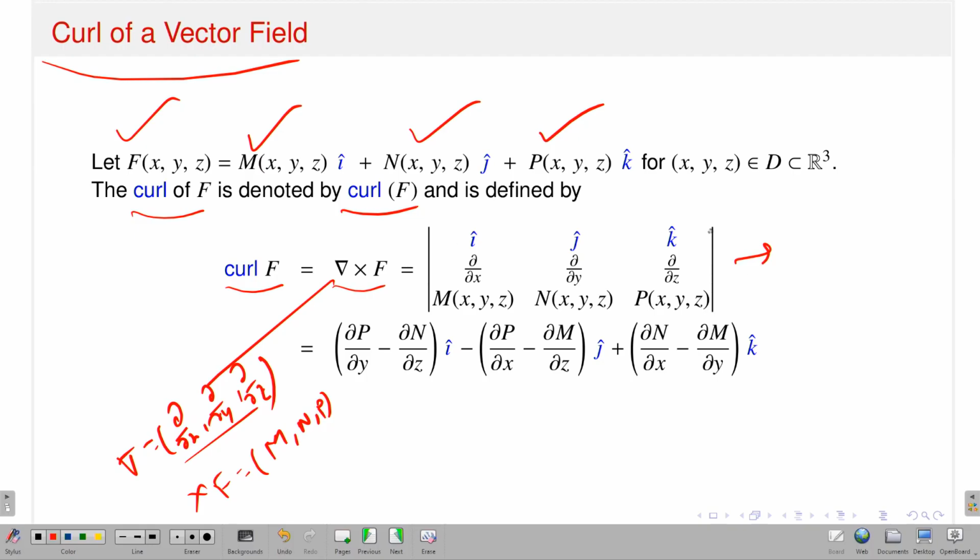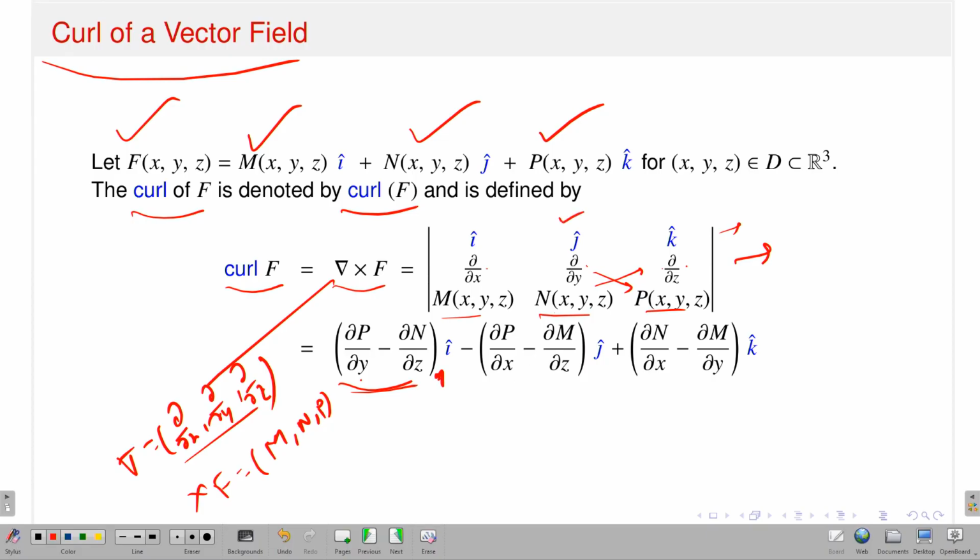So, the first row is i, j, k, the second one is del x, del y, del z, that is the second row. And what about the third one? Third one is capital M, capital N, and capital P. And you just take the cross product. That means, this will give a vector. So, the i cap component should be del P del y minus del N del z. So, first you do that side, then that side, do the calculation and then multiply with i cap. Then what about j cap?